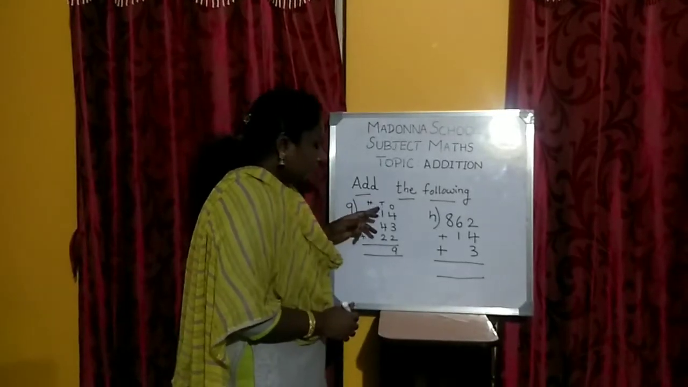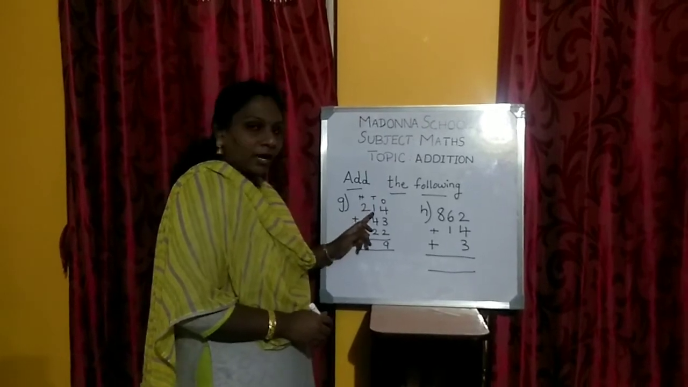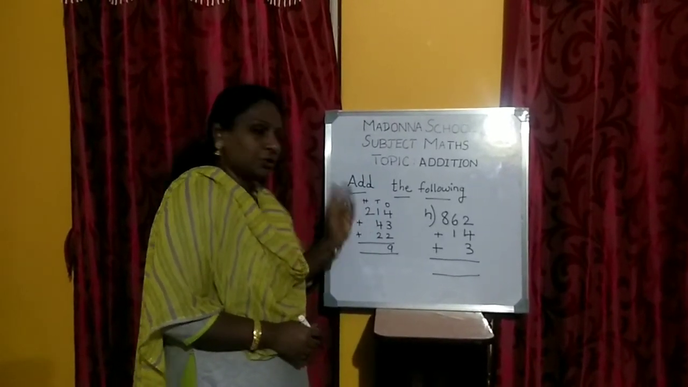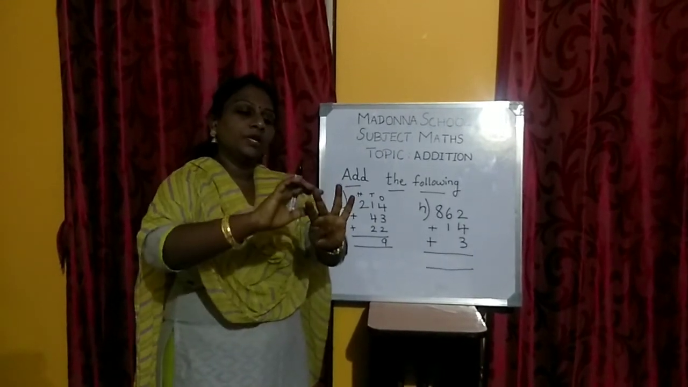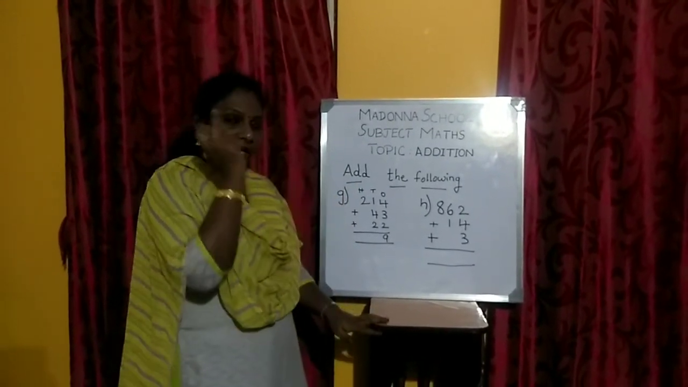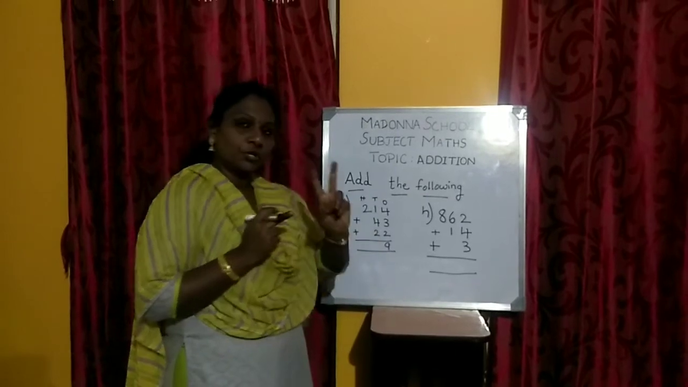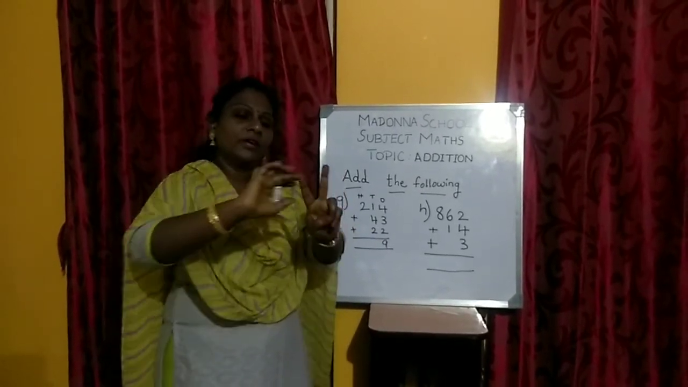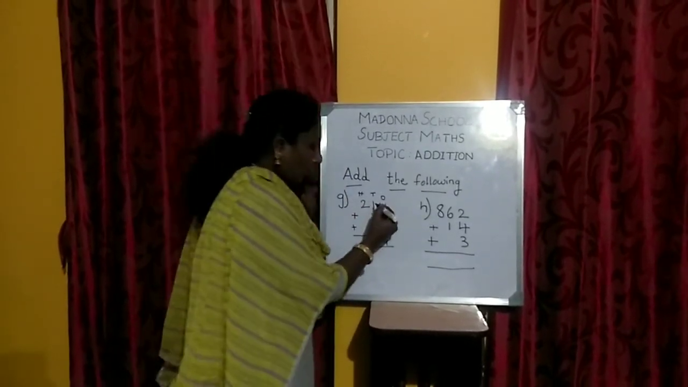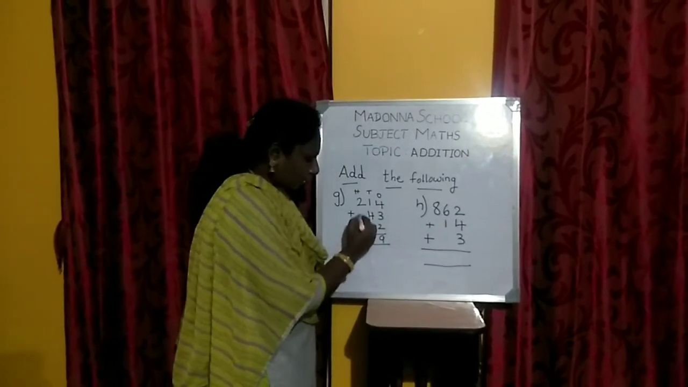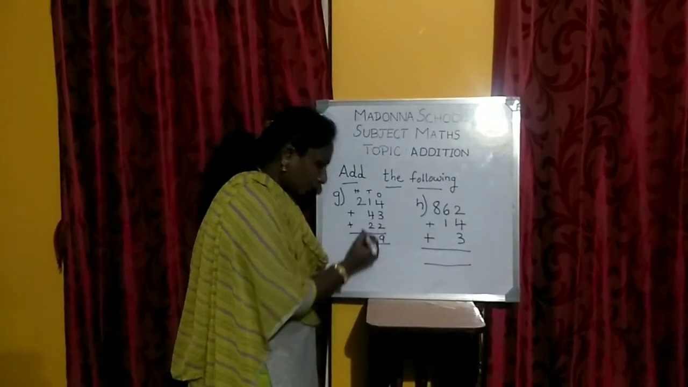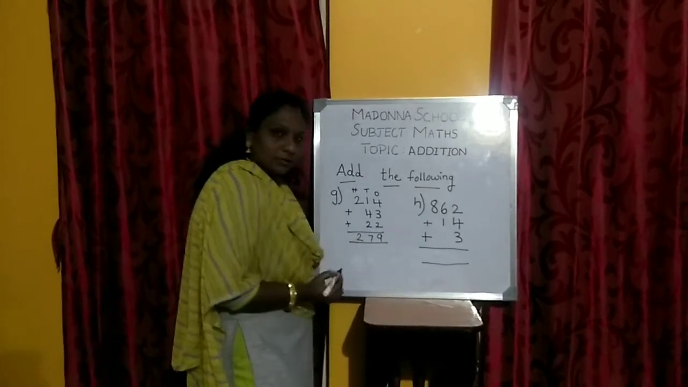9. In tens place, what is the number, children? 1. 1 in your mind, 4 show it in your finger. After 1, 2, 3, 4, 5. So 5 keep it in your mind, 2 show it in your finger. After 5, 6, 7. So 1 plus 4 plus 2 equals how much, children? 7. If you don't have any number, what you should do? You should bring down the number as it is.